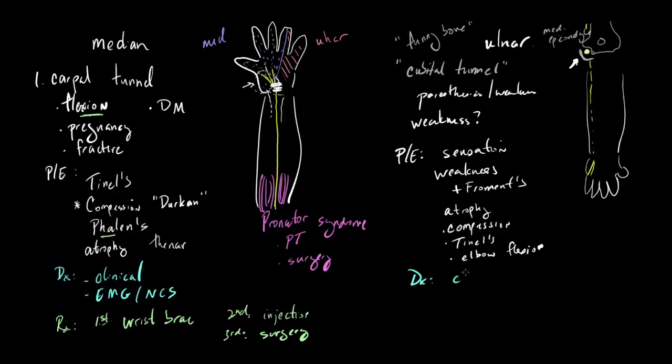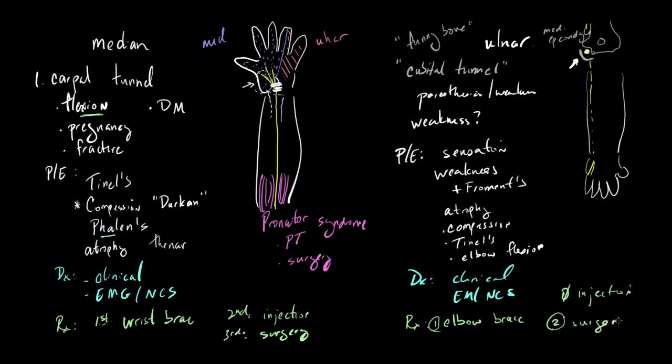Again, the diagnosis is clinical, and the EMG nerve conduction study can be used for confirmatory diagnosis. Now, treatment, the corollary to carpal tunnel of wrist bracing would be elbow bracing. So if you brace the elbow at night, you can help symptoms. As always, physical therapy, stretches are an option. Injections are not an option for cubital tunnel, so no injection. But surgery is. So one is an elbow brace, and then second essentially would be surgery.